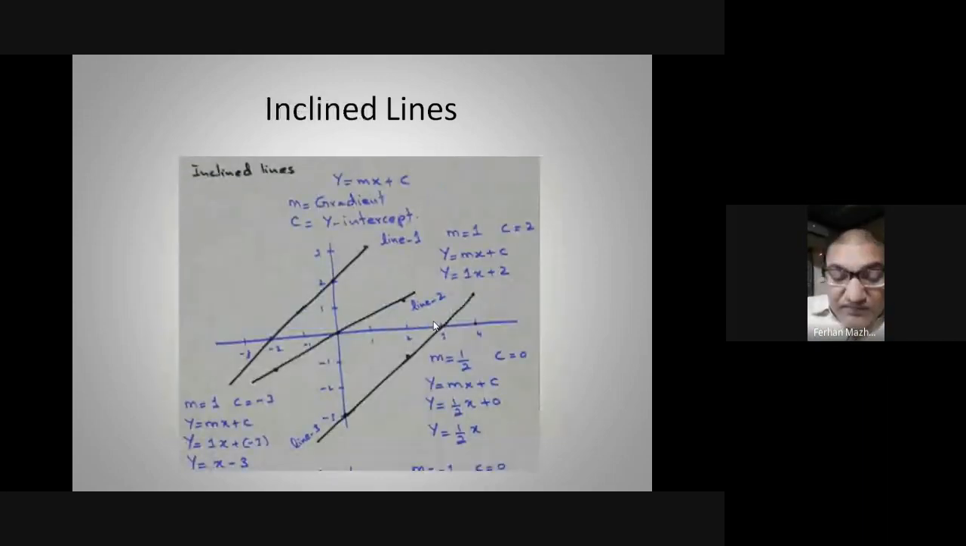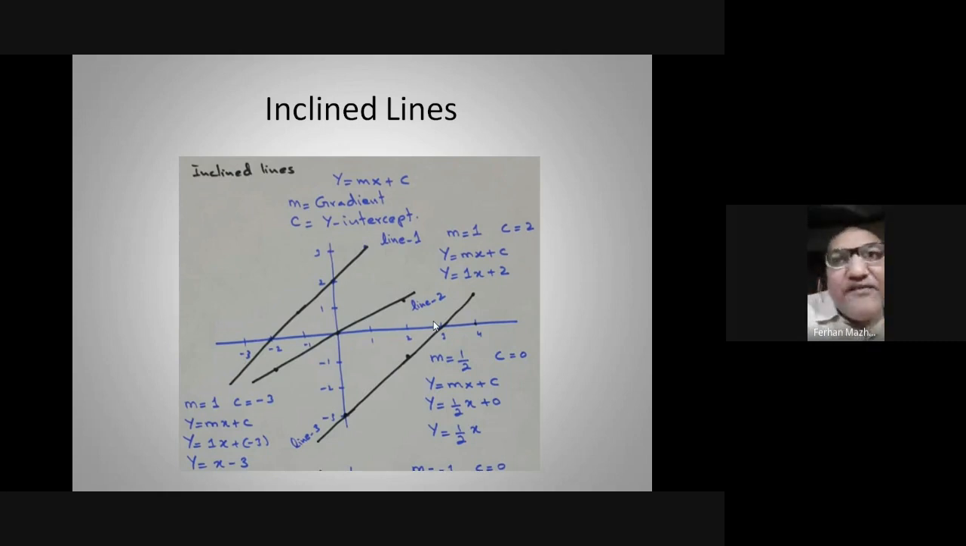Now we learned about the horizontal lines, we learned about the vertical lines. Now we talk about the inclined lines. Inclined lines can be of two types. One type will be like this, and I have given three examples here.